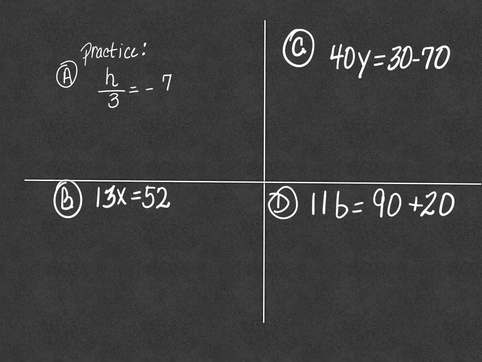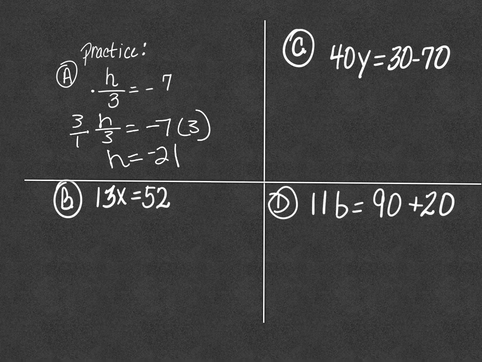Okay, so let's practice a few more. Now, h over 3, we're looking at a. h over 3 is the same thing as division. So if I am going to do the opposite, I'm going to multiply. Of course, that's going to cancel out, and I'm going to be left with h equals negative 7 times positive 3, which is negative 21.